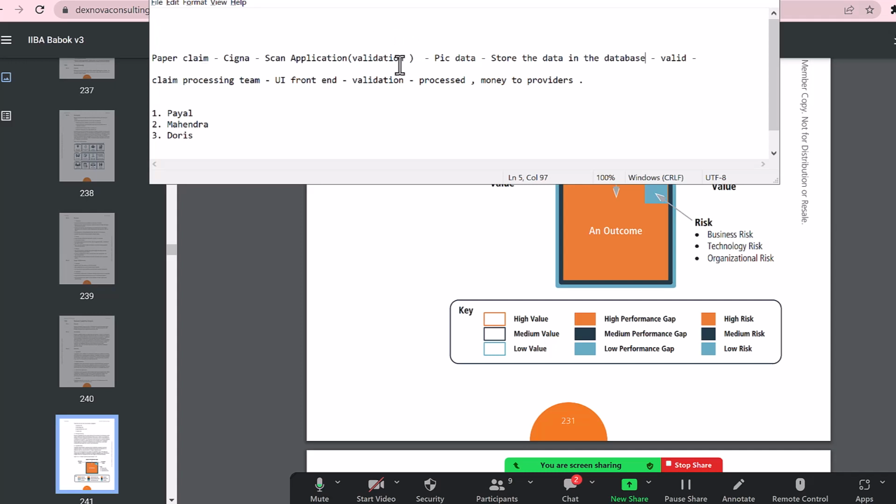Otherwise, if the handwriting is bad or the member ID is invalid, or if one or two digits in that member ID are invalid and you're not able to get that member lookup, then those documents, those claims, have to go to a different route. It should not go to this team. Maybe it should go to a different team. So this application has to do that validation properly. If there is a mismatch or something is going wrong or the system is not able to identify, then the entire data flow collapses.